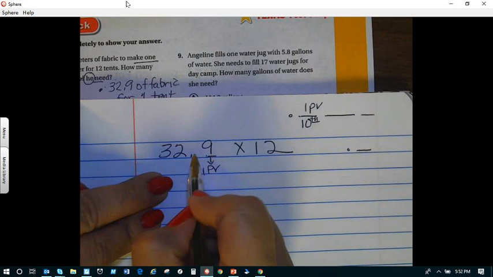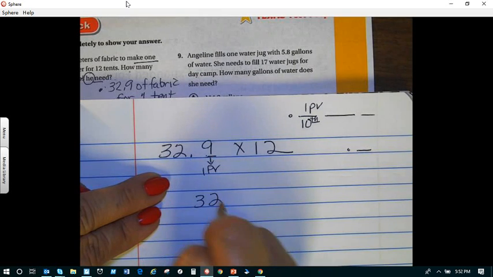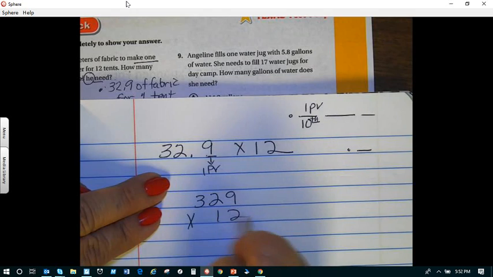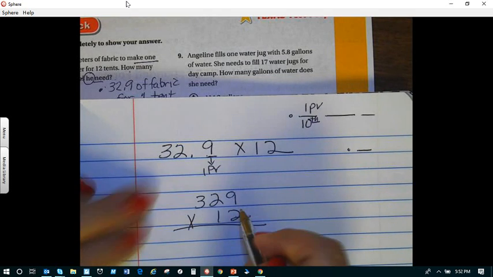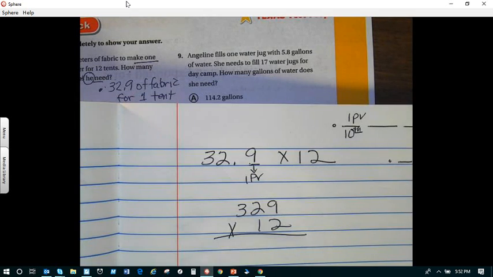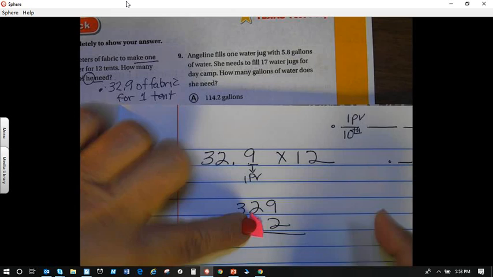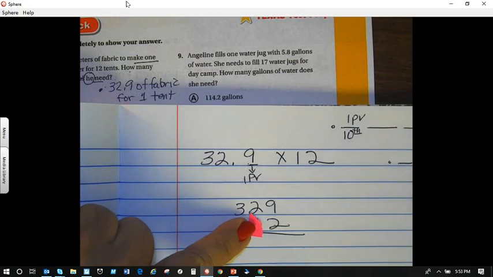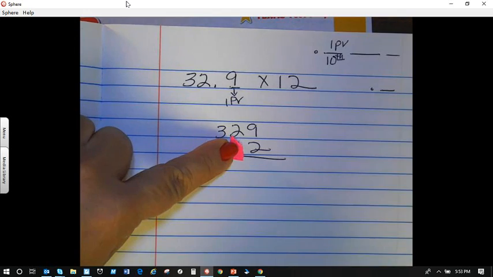So now I'm going to ignore my decimal, and it's 329 times 12. 2 times 9. Oops, you know what? I'm going to place that sticky note, so if some of you are still having trouble with that, we're going to hide this one to make things a little easier. That doesn't make it easier. See, 329 times 2. I'm just doubling it up.